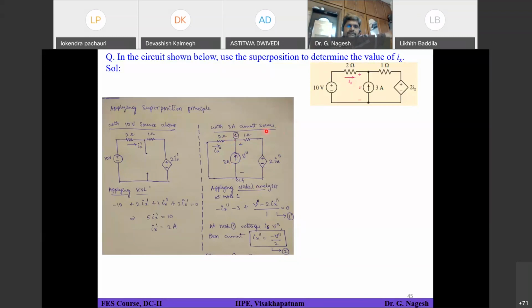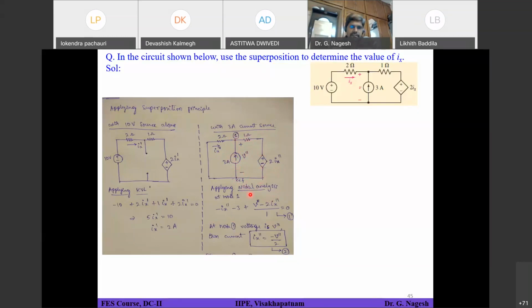So what will be the nodal equation? I should consider all the currents coming out of node 1. First of all, I have to choose a reference node. So I have chosen the reference node as this bottom one, and there is one node existing here. So how to write the nodal expression at node 1? It will be minus Ix double dash minus 3 amperes because of this 3 amperes current source. Next, I call this one V double dash, minus 2 into Ix double dash, divided by 1 ohm.